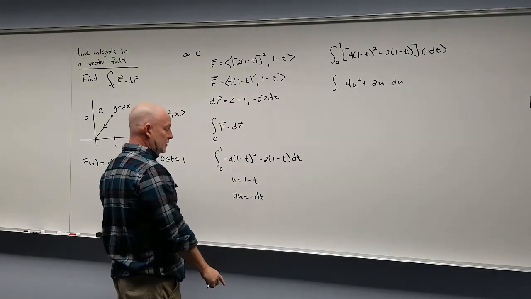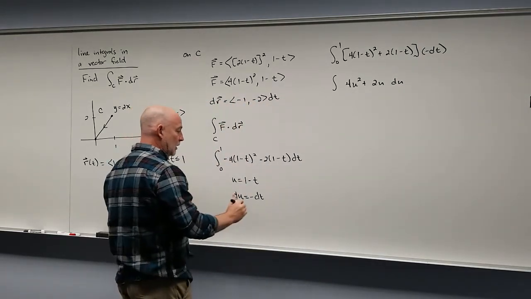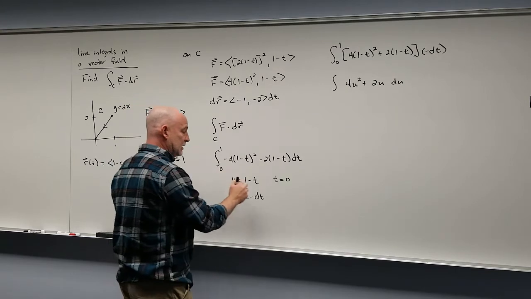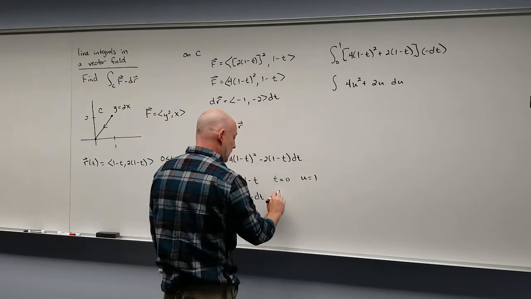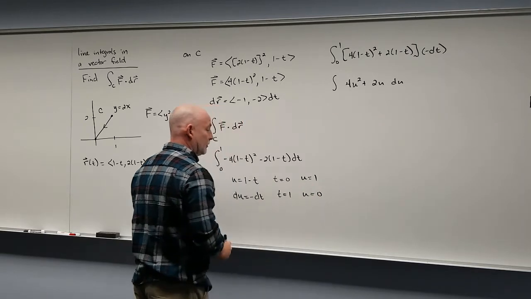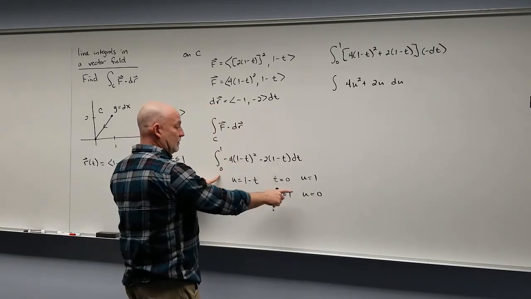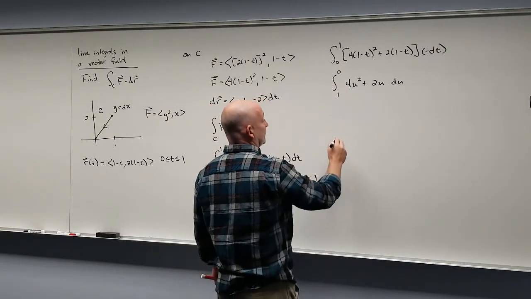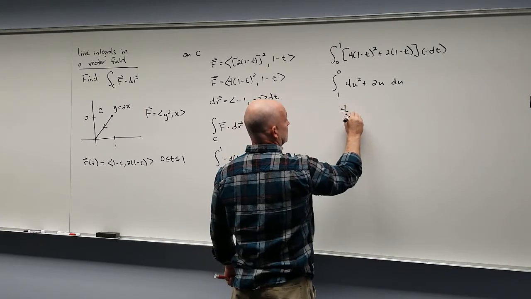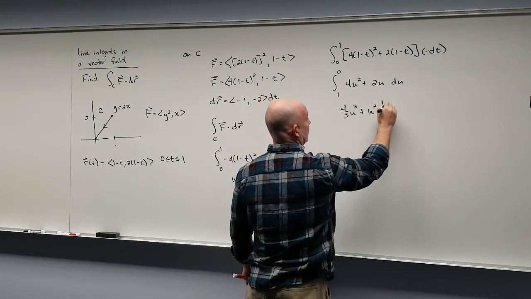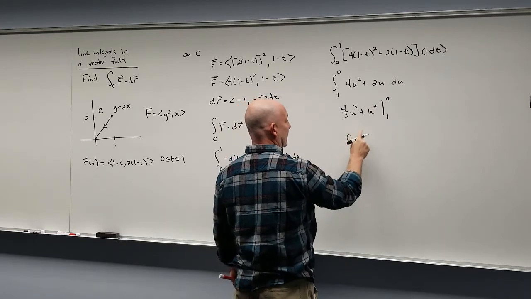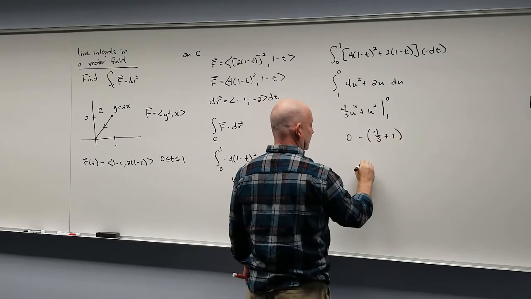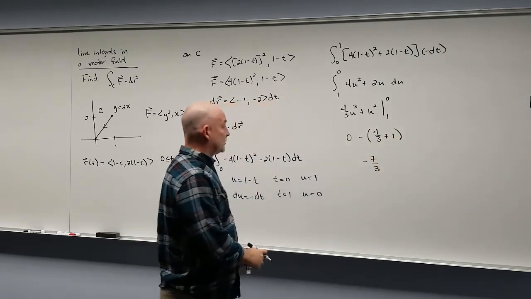Now I don't want to back substitute, so let's go ahead and put our bounds in here. If t is equal to 0, u is equal to 1. And if t is equal to 1, u is equal to 0. So instead of my bounds going from 0 to 1, my bounds go from 1 to 0. So that's going to be 4/3 u³ + u² evaluated from 1 to 0. Top endpoint minus the bottom endpoint. Notice you get 0 when you put that in there, minus 4/3 + 1, so we get negative 7/3.